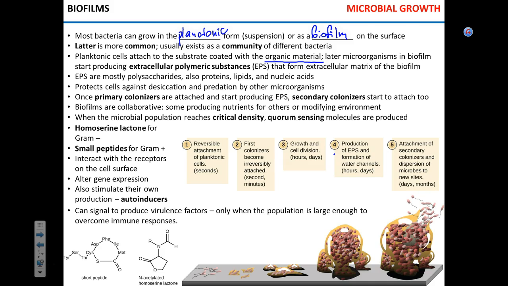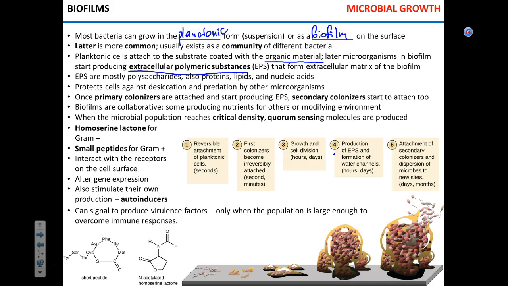Once they are attached, they start to produce chemicals called extracellular polymeric substances. Essentially, those are mostly polysaccharides, like part of the glycocalyx, extracellular matrix for the biofilm, sort of. Extracellular polymeric substances, or EPS, also contain proteins, contain lipids, but mostly polysaccharides. The role of extracellular polymeric substances is first to improve attachment to the surface. They work like a glue.